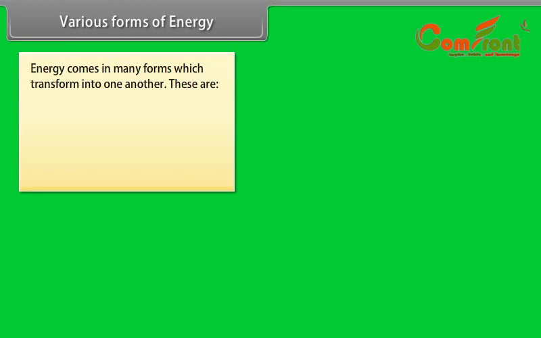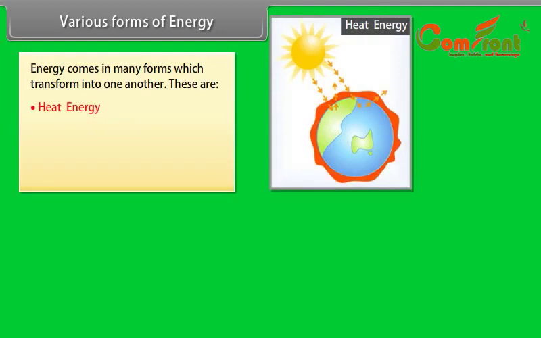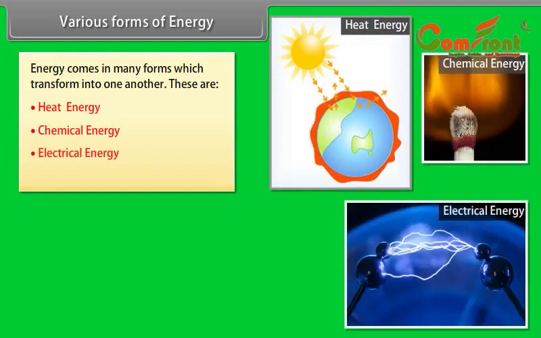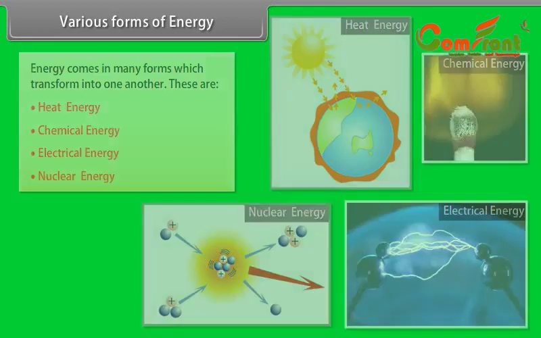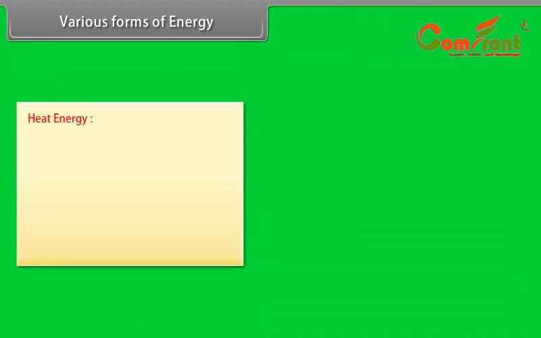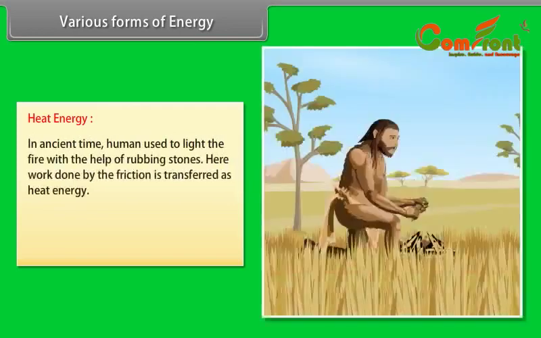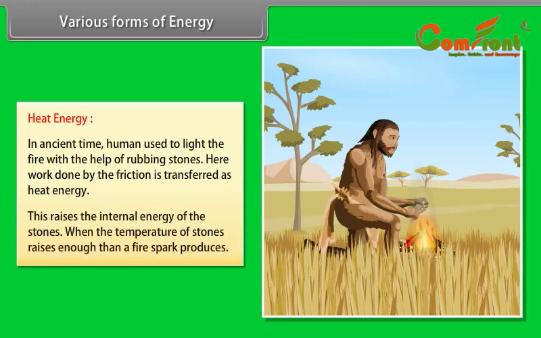Various forms of energy. Energy comes in many forms, which transform into one another. These are heat energy, chemical energy, electrical energy, nuclear energy. Heat energy. Let us take an example for better understanding. In ancient times, humans used to light fire with the help of rubbing stones. Here, work done by the friction is transferred as heat energy. This raises the internal energy of the stones. When the temperature of the stones rises enough, then a fire spark is produced.